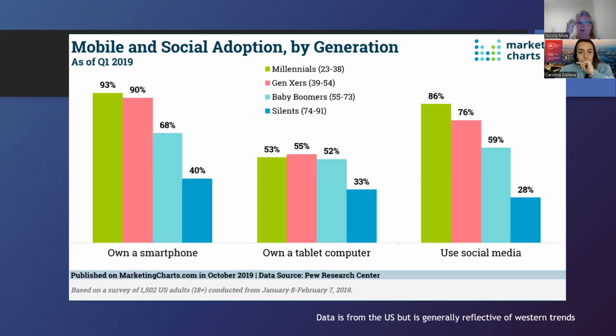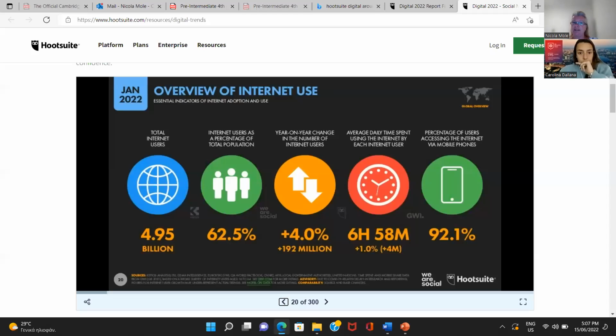So this is an overview of internet use. It might be quite surprising. This is taken from January 2022. There are 4.95 billion users of the internet worldwide, which is a lot of people. As a percentage of the total world's population, 62% of the world's population use the internet. Quite high, and it's increasing every year. It's still increasing how many people use the internet.